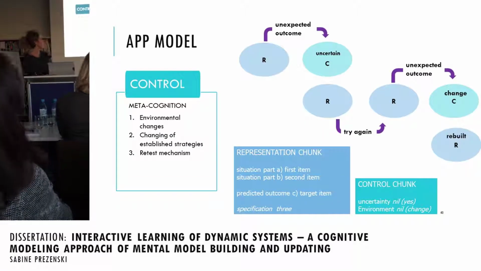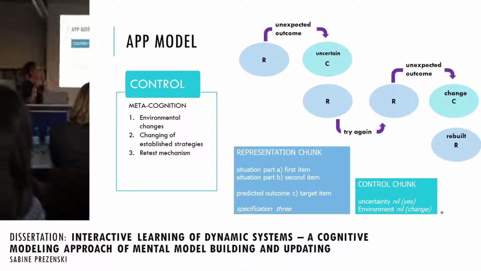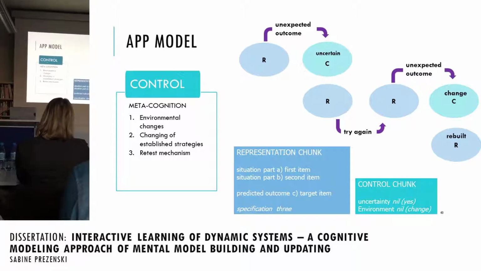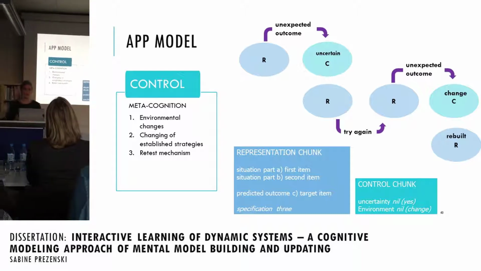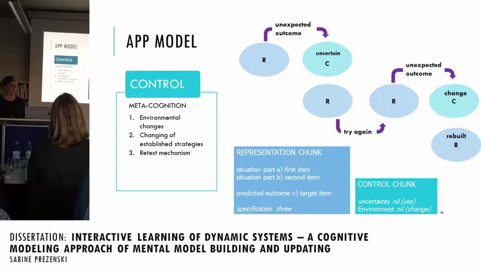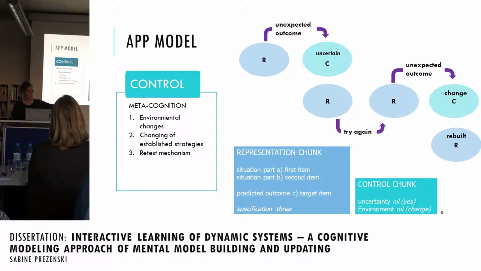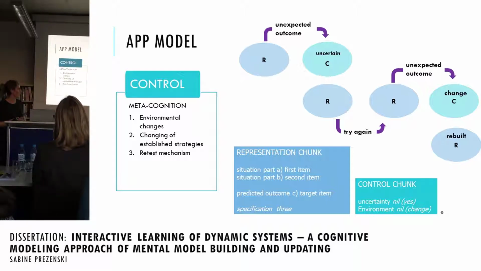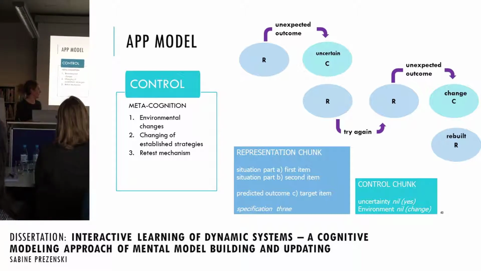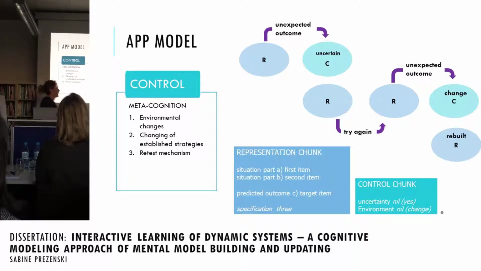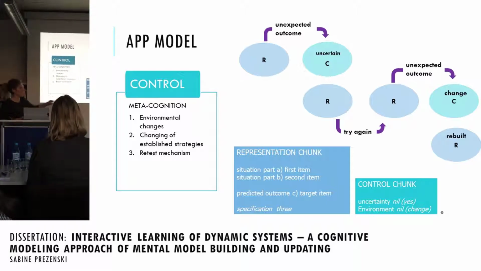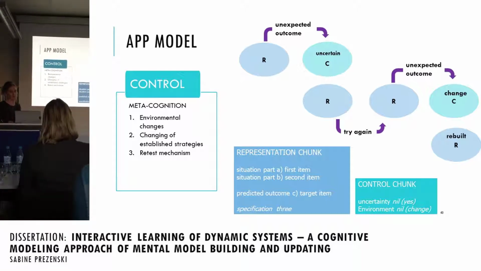Okay, now let's look at the metacognitive control mechanisms, first for the app model and then in general. We have three mechanisms: one for environmental changes, one for changing established strategies, and a retest mechanism. We already have the representation chunk, but we also have a control chunk, which is held in the goal buffer of the model, and it has two slots: one for uncertainty, if the model is not sure about what it is doing or what is happening, and one for if the model has registered environmental changes.